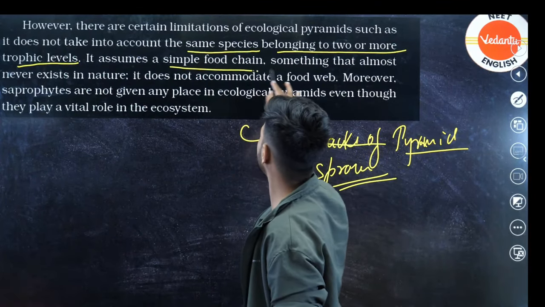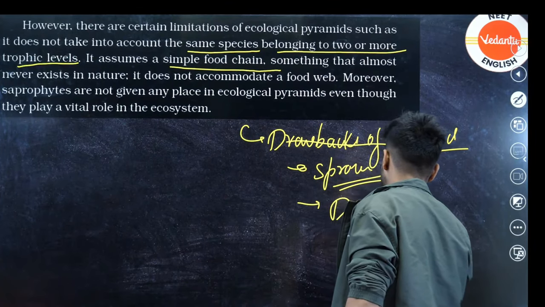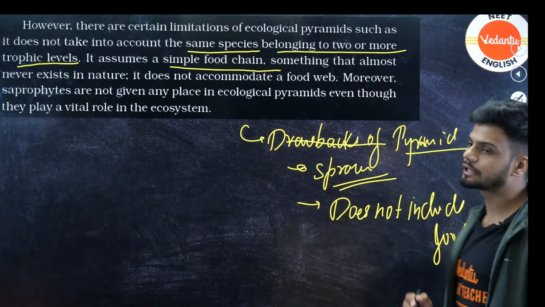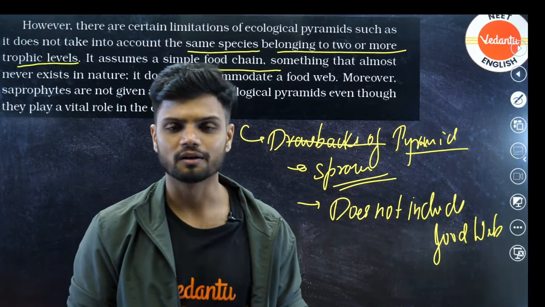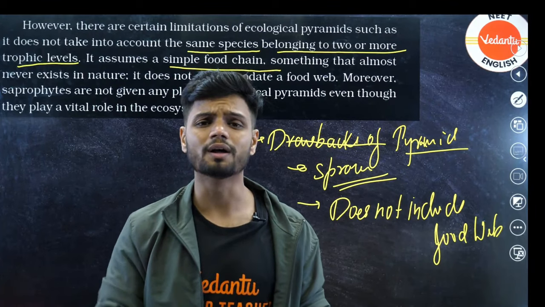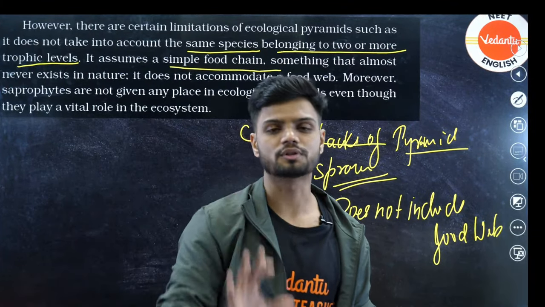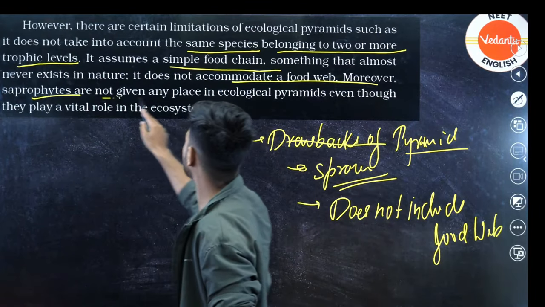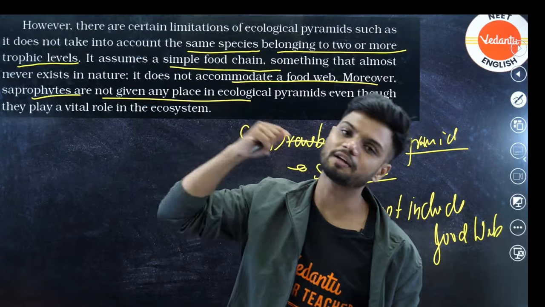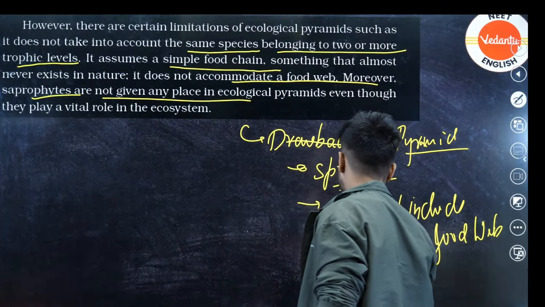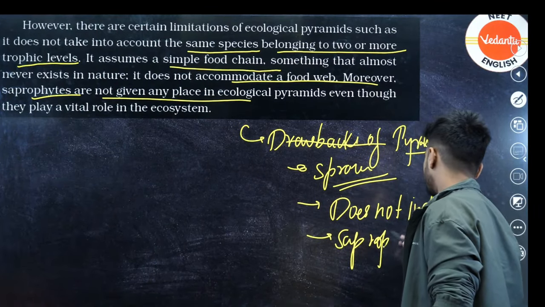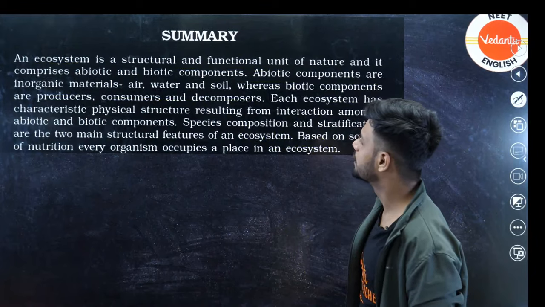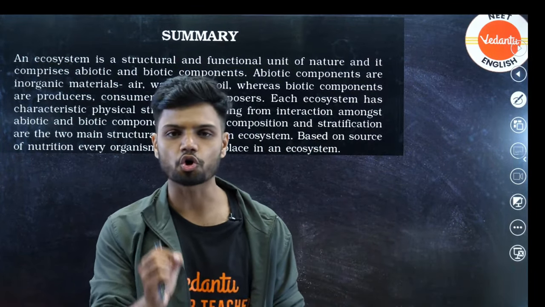Second one, it assumes a simple food chain. That is, it does not include a food web. Third, it does not include saprotrophs or decomposers. Moreover, saprophytes are not given any place. They kicked saprophytes out and said, no, you are not involved in the ecological pyramids. So the last point here is, saprotrophs are not included, even though they play a vital role in the ecosystem.